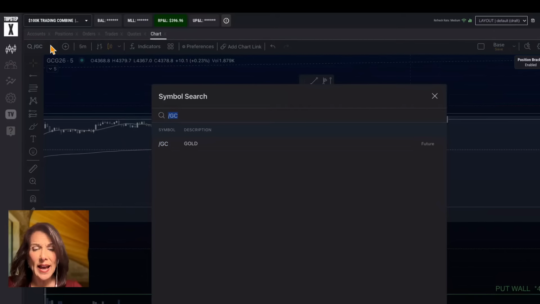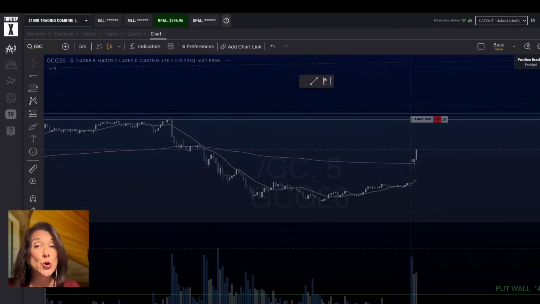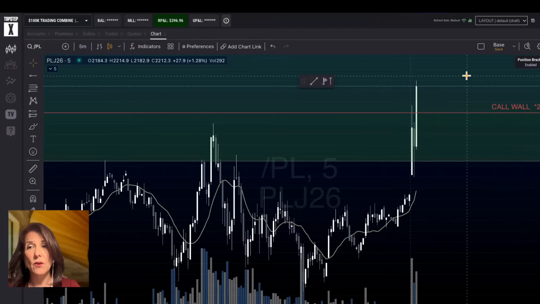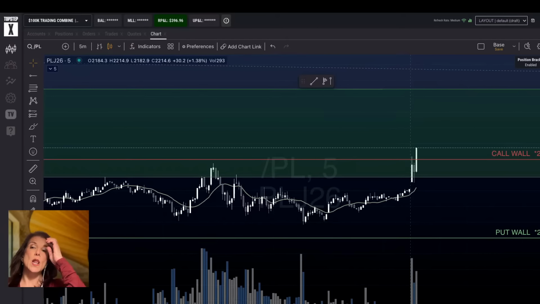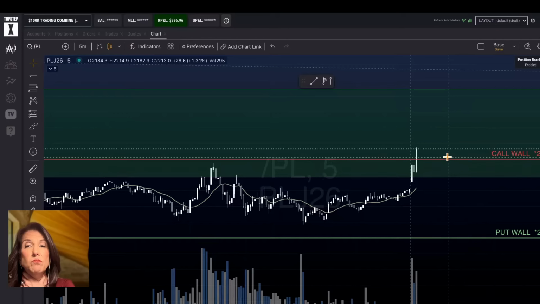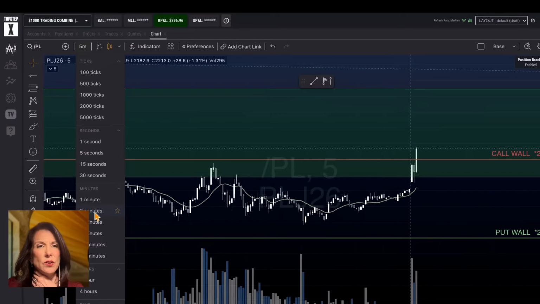Let's see what platinum is doing. Platinum and palladium had huge days. Holy smokes, look at these guys. These call walls are still in play, but that's pretty bullish.